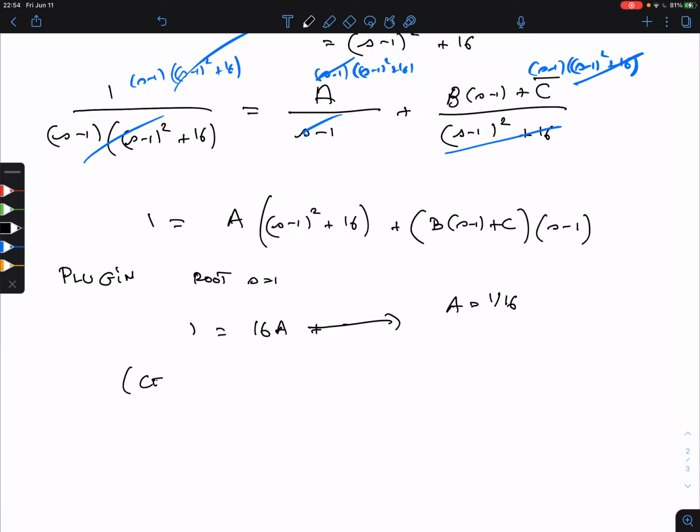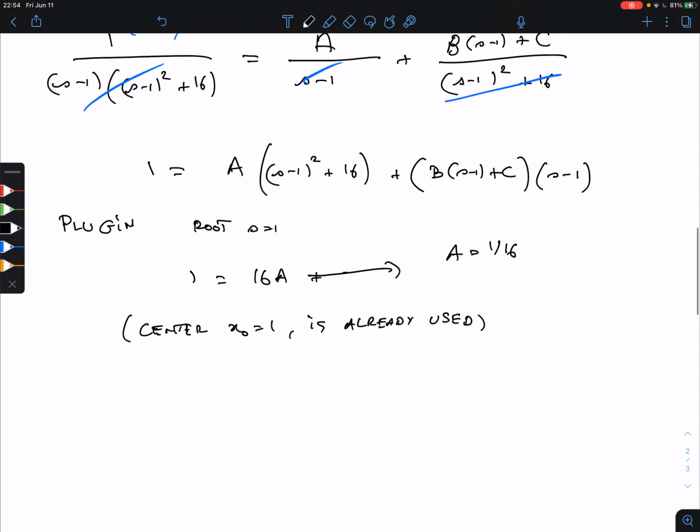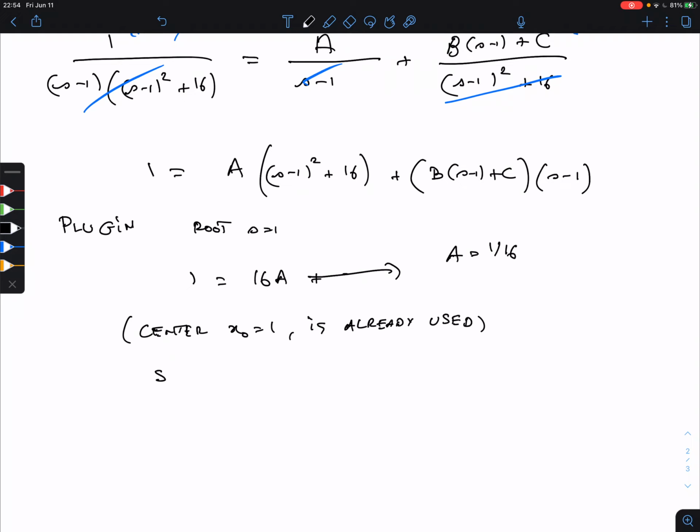So the center is 1, which is already used. I mean, you can plug it in, but what is going to happen? The same thing as what happens here. So nothing new can come from that. So we have to plug in something else. So for instance, I plug in s equals 0. That's always the obvious choice.